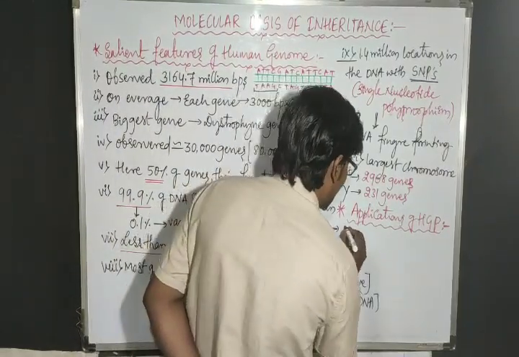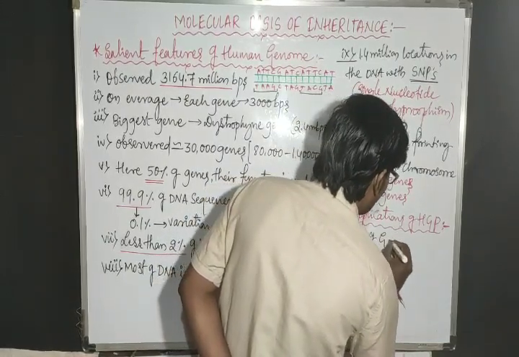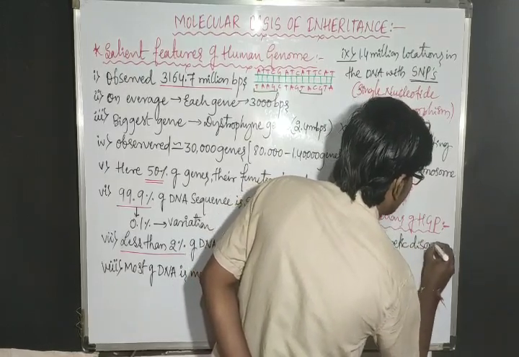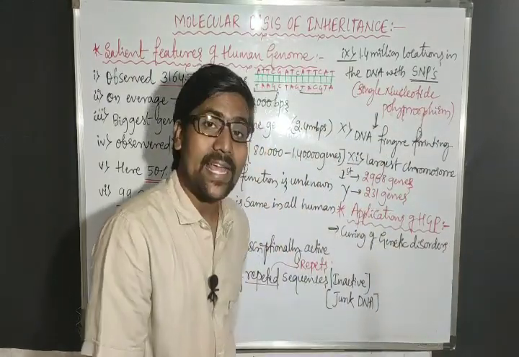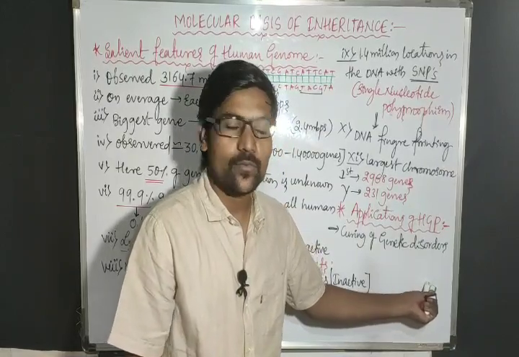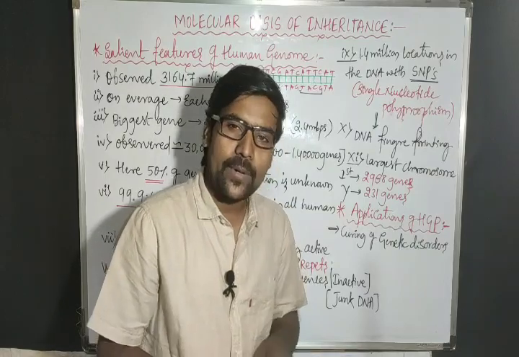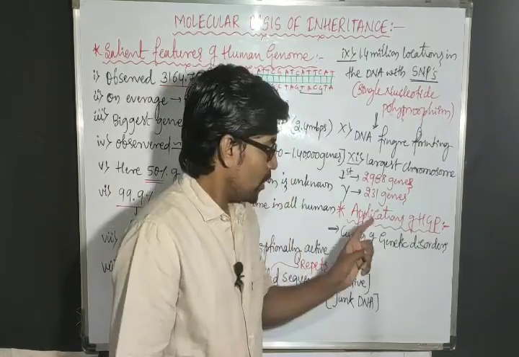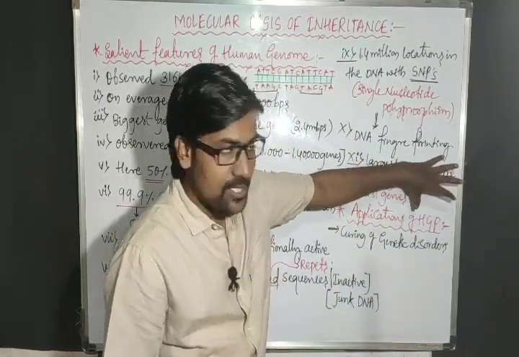The first thing: curing of genetic disorders. This is one major application. We can cure not diseases but disorders. Which disorders? Genetic disorders, disorders by birth. If the baby is going to have any disorder, those disorders can be cured with the help of the Human Genome Project.